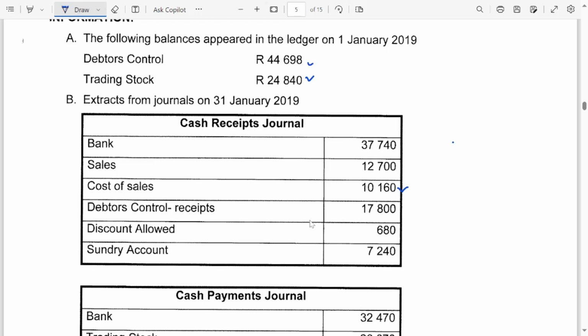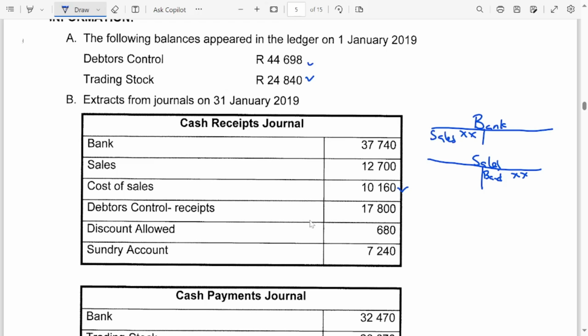Whenever we are selling the goods for cash, the first account that is going to be affected is the bank, because the bank will be increasing on the debit side. Another account that will be affected is the sales, because it will be increasing on the credit side with the bank. Then the bank increases on the debit with the sales.